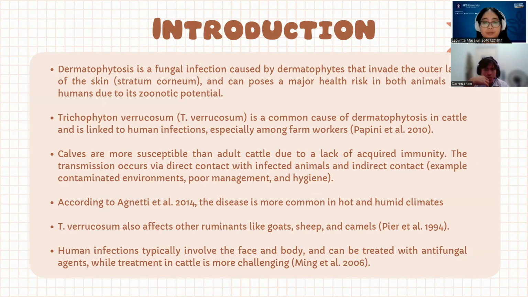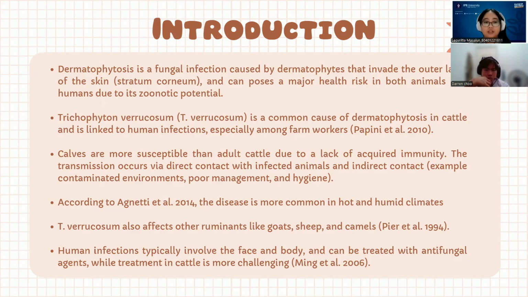Calves are more susceptible than adult cattle due to lack of acquired immunity. The transmission occurs via direct contact with infected animals and indirect contact, for example contaminated environments, poor management, and also hygiene. According to Agnetti et al. 2014, the disease is more common in hot and humid climates.